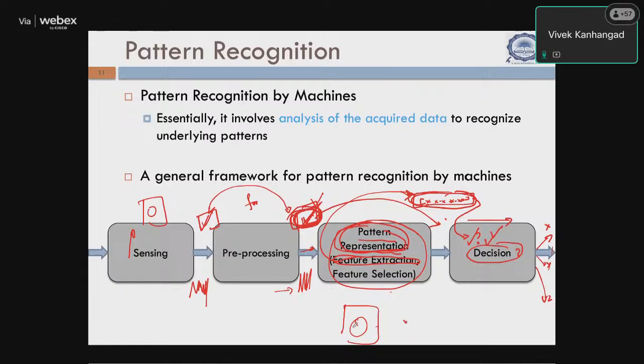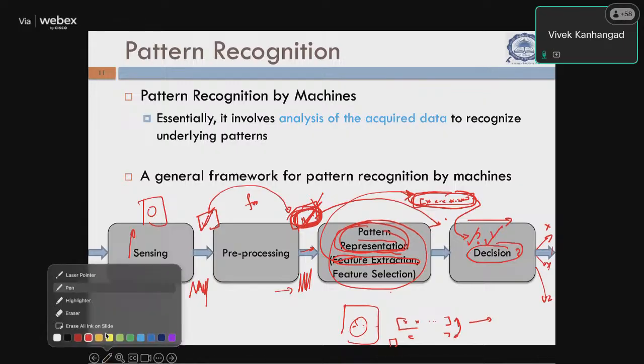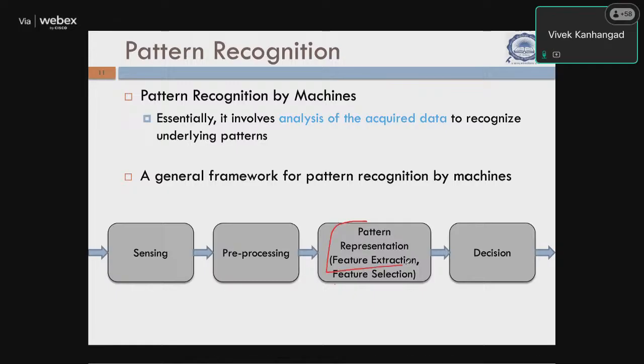For example, in the simple biometric case I mentioned, given an image of a face, you can compute certain features like eye features and so on. Put together, they make a feature vector, and then you can compare two feature vectors from two images to decide whether they are of the same person or not. I hope this is clear: pattern representation, which is also known as feature extraction.